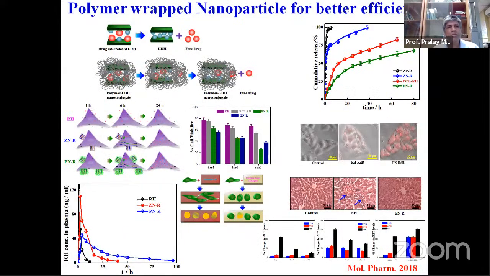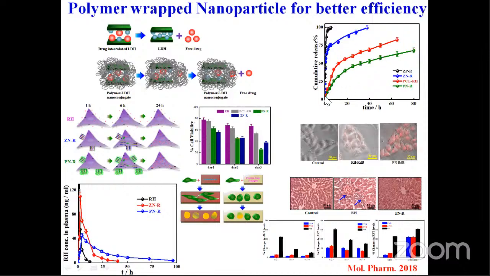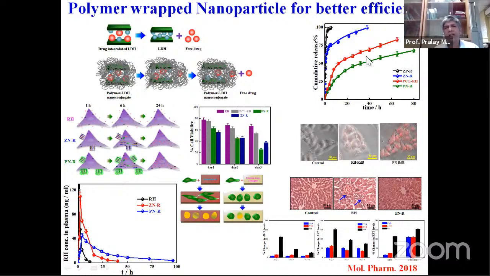And with a similar concept, we further extended it. We put the drug within these layered silicates, double layered material, called LDH, layered double hydroxides, and then we further wrap it up using the polymer. The advantage is that we drastically slow down the release rate of the drug by wrapping up this material using the polymer. And this kinetics is helpful.